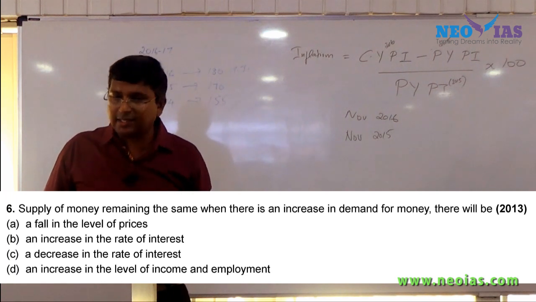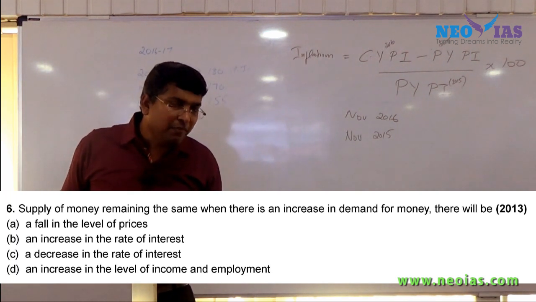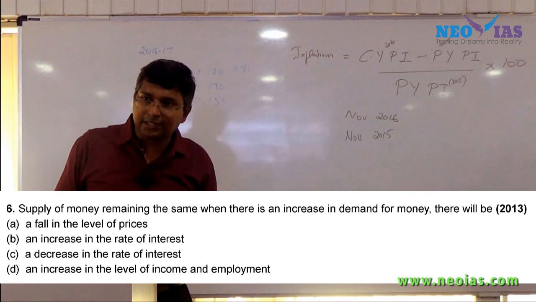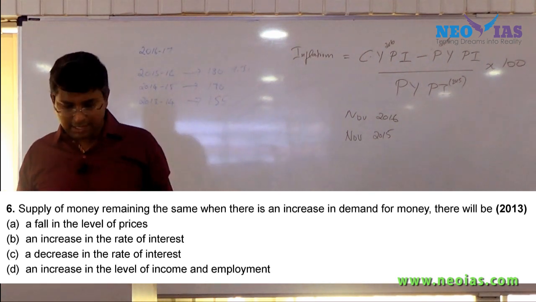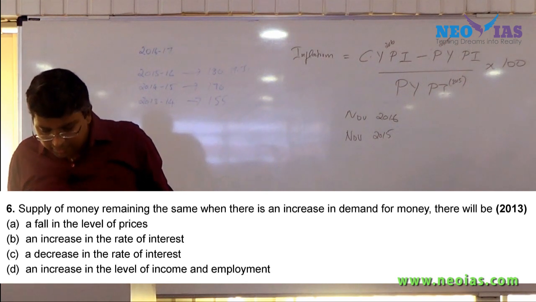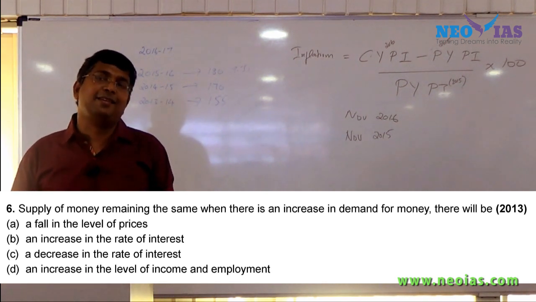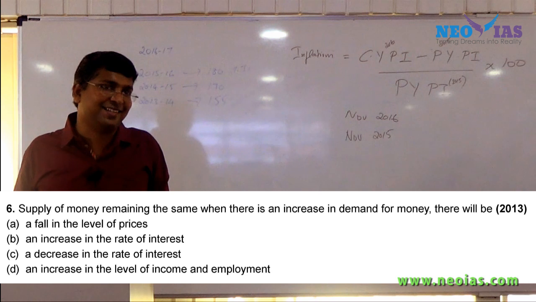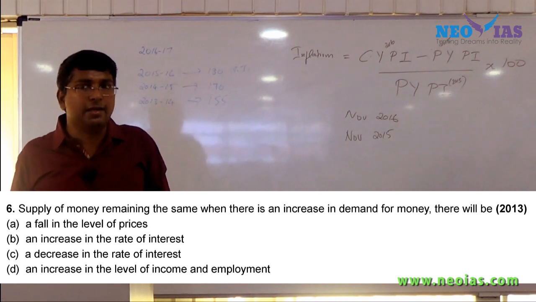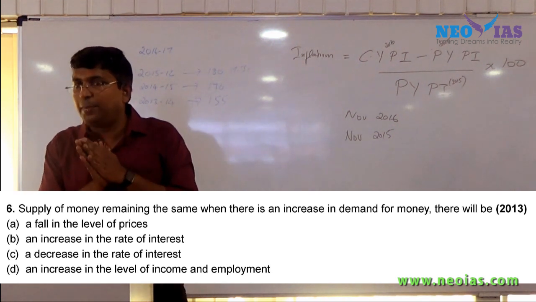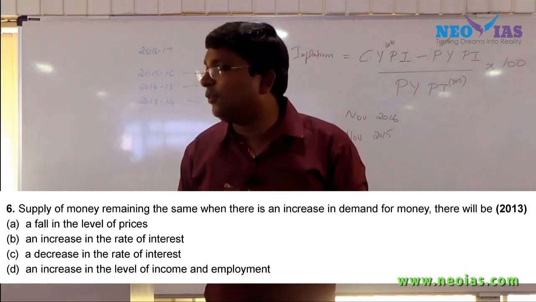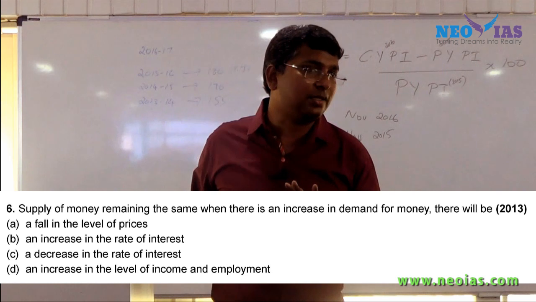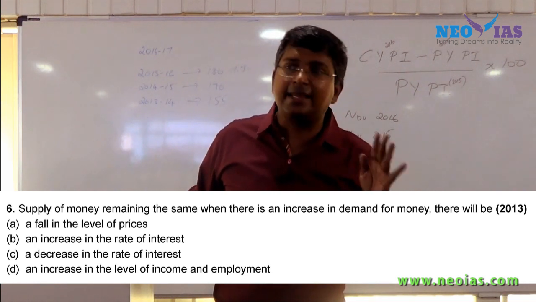Now the funny thing is, you be very clear, in this question they can change it. They might have given it like this, increase in the level of prices, then things might have been changed. So they have not given. See, what can happen in this case? Two things can happen. One, it can result in an increase in the level of prices. That is not there in the choice.